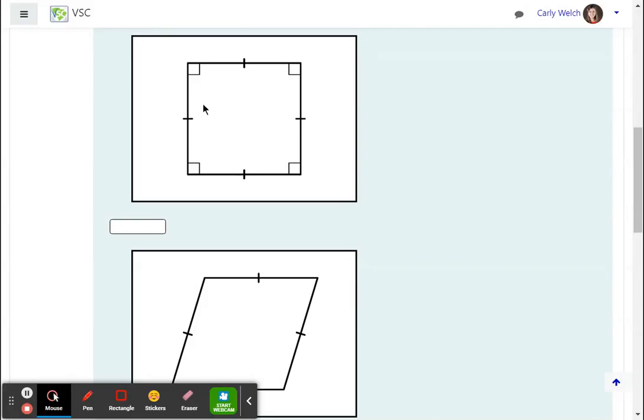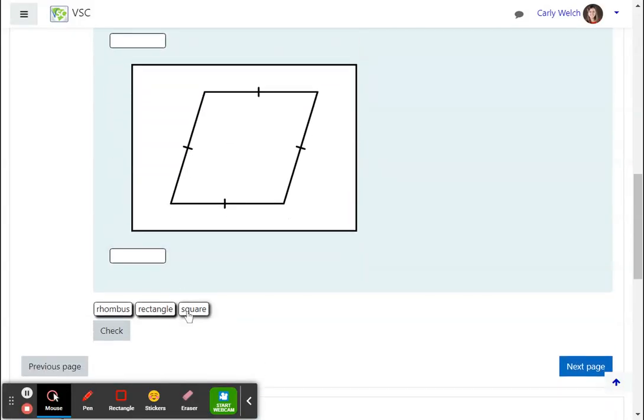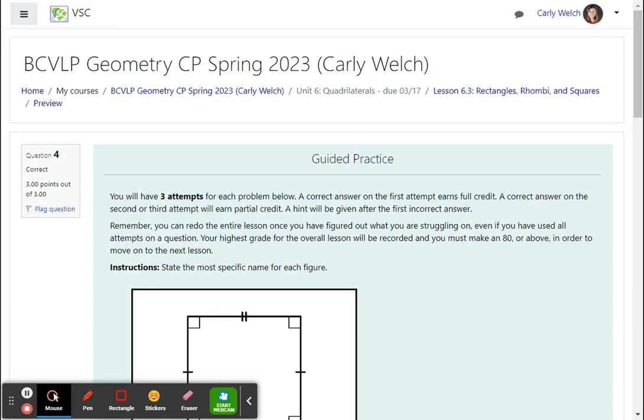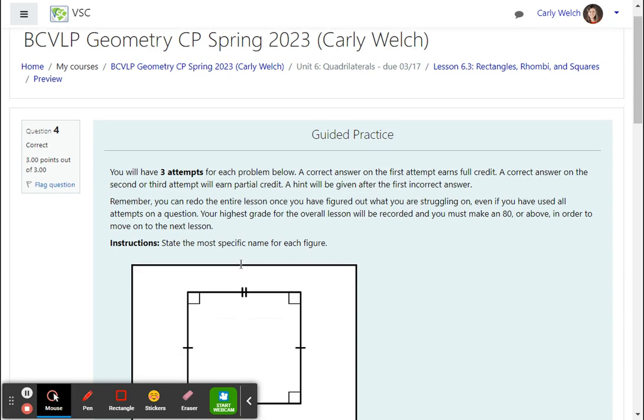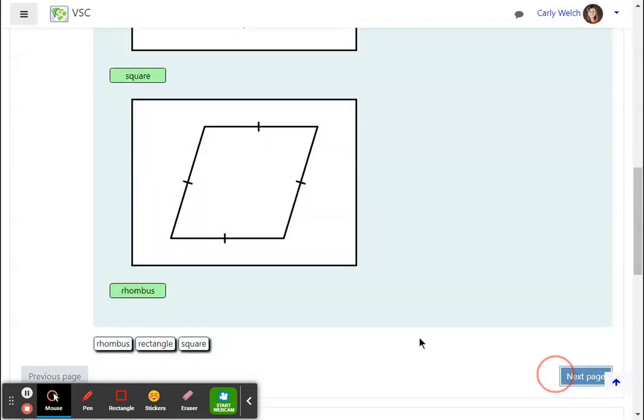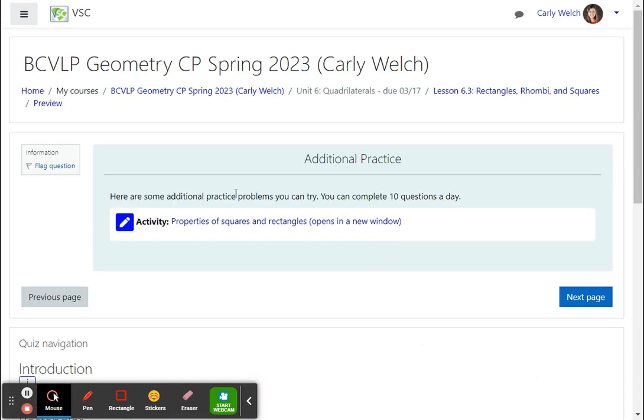Then here we've got four congruent sides, four right angles. That makes this a square. And then this one down here, we have four congruent sides, making that a rhombus. Now notice that the angles are not congruent. All four angles are not congruent. And there's some additional practice if you need it.